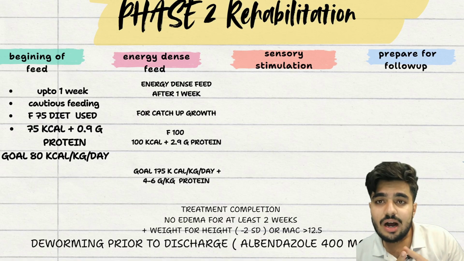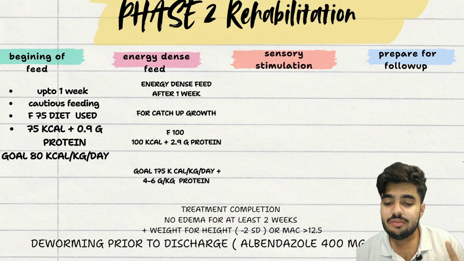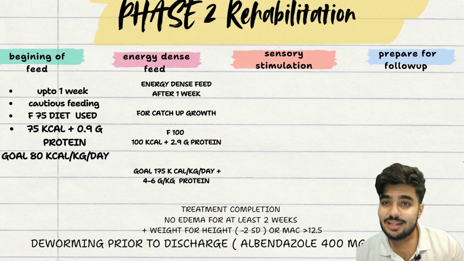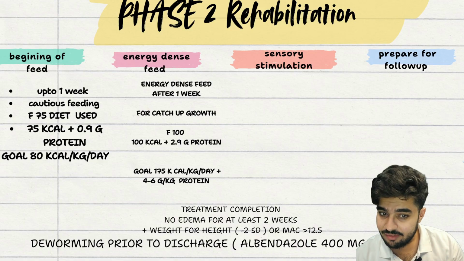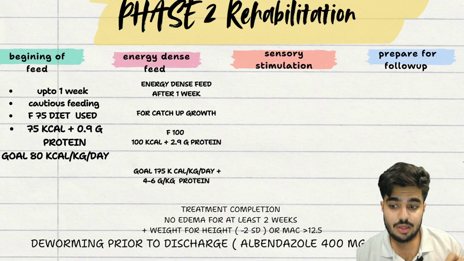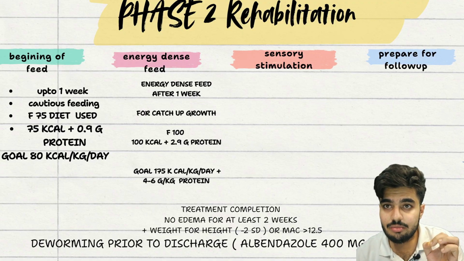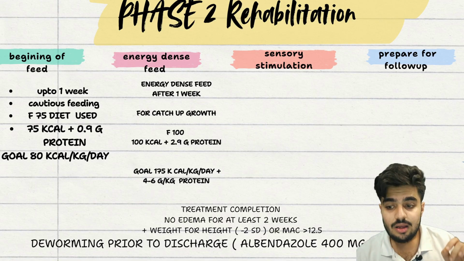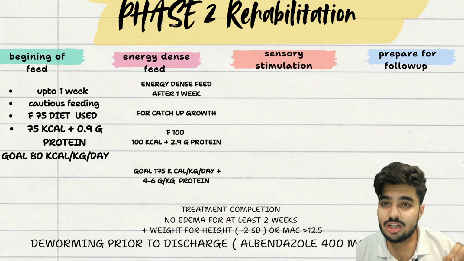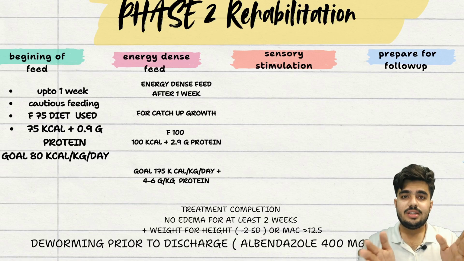And how are we going to know that the treatment is completed? The treatment is complete if there is no edema for at least 2 weeks, the weight for height is more than -2 standard deviation, or the mid upper arm circumference is more than 12.5 centimeter. And last, this will be the treatment completion. Before discharging the patient, we are going to give the deworming. Prior to discharge, albendazole is given 400 mg, that will be single dose. I hope you understand this much.